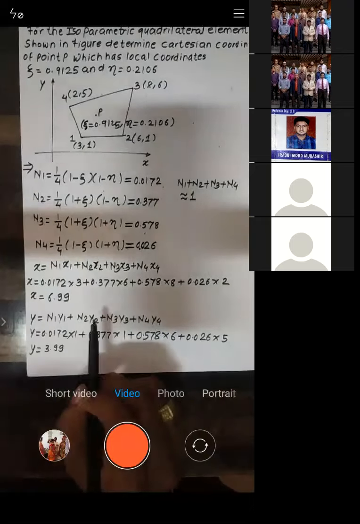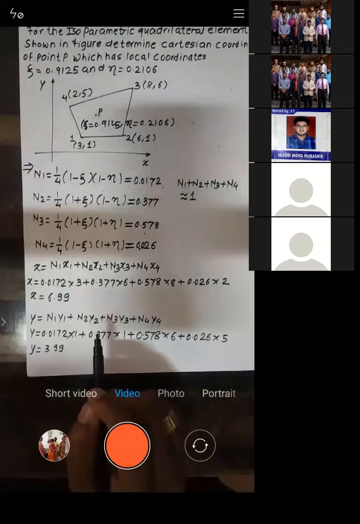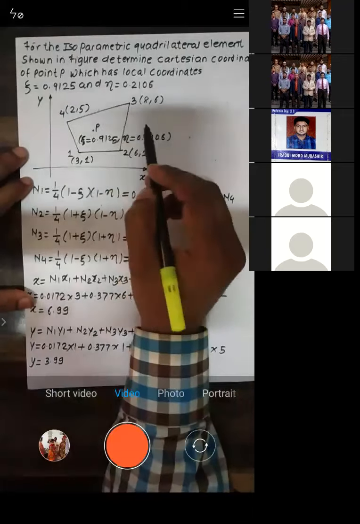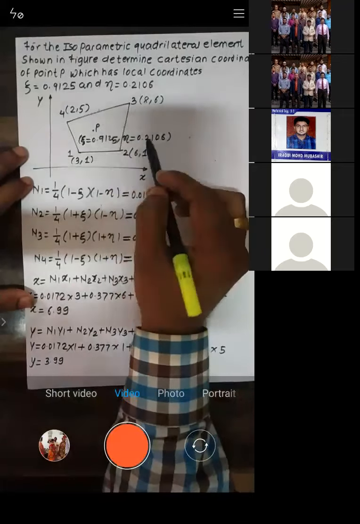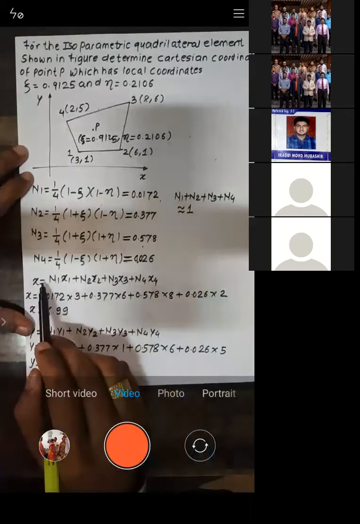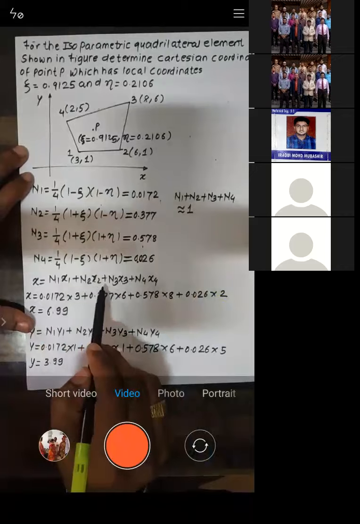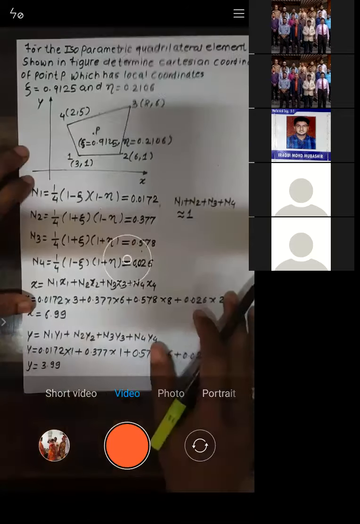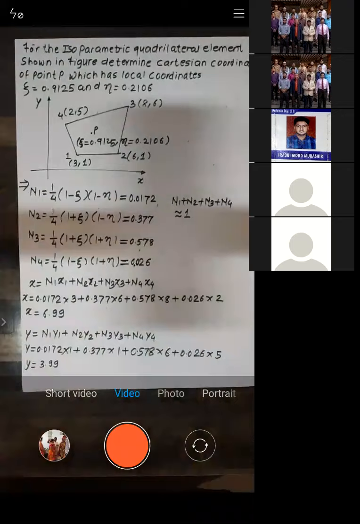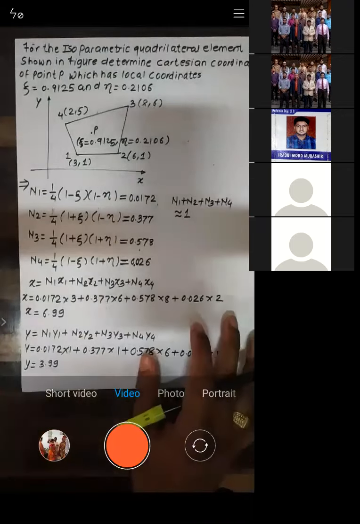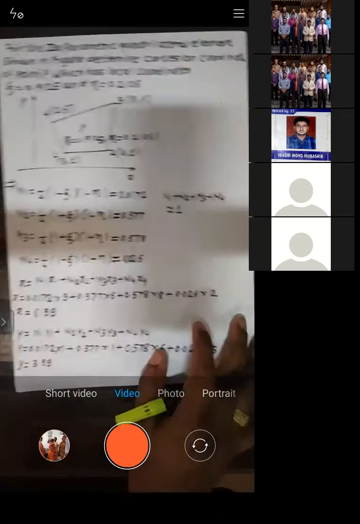Right. So this is how we calculate x and y coordinate if natural coordinates are given. With those natural coordinates, I have calculated the shape functions and written the formula for the x coordinate as N1 x1, N2 x2, N3 x3, and N4 x4. Similarly, for the y coordinate, I've written the formula, and accordingly I've calculated. Is it okay to each of you? Yes, sir.